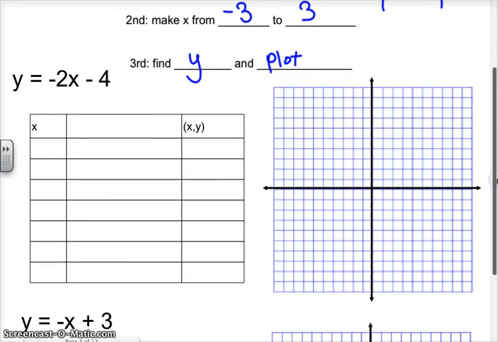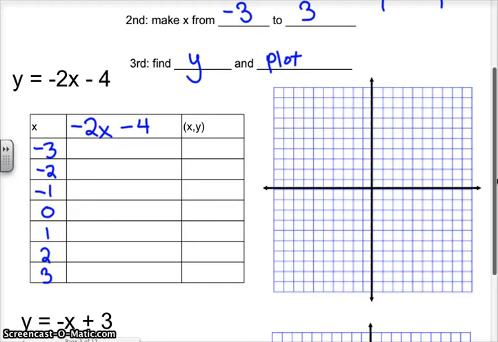Here's an example. y equals -2x minus 4. Let's graph it. Well, the first thing I need to do is make my x go from -3 to 3. So I'm just going to go -3, -2, -1, 0, 1, 2, 3. All right, make sure you write that down. And now this is my equation. y equals -2 times x minus 4. So I'm going -2 times x, take 4 away. That's what I'm doing. Now I'm going to be very tedious at first. I'm going to show every step, but I won't always do that.